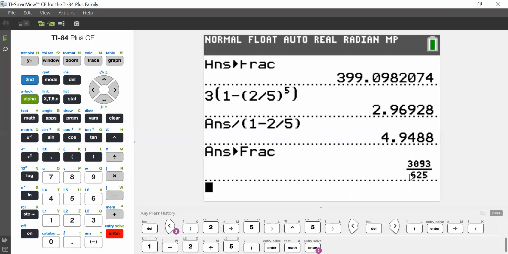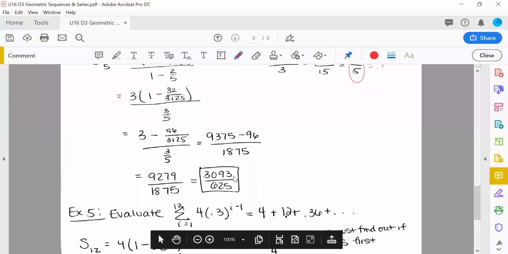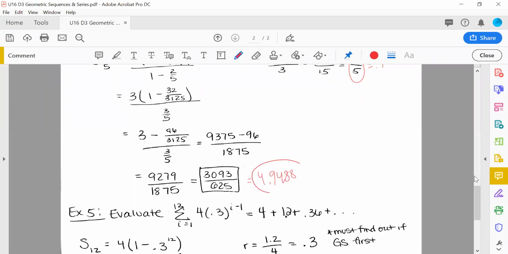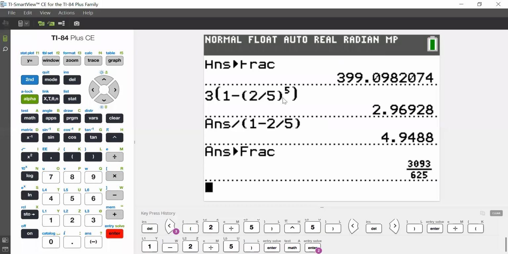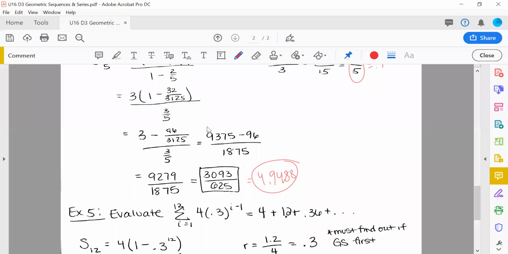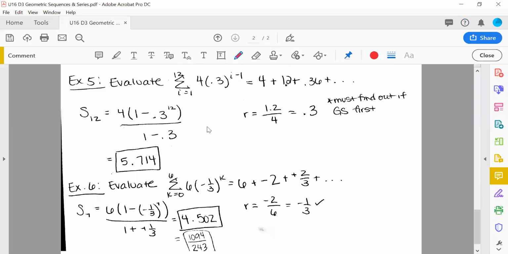And again, if I want to write that as a fraction, math, enter, enter: 3,093 divided by 625. If you knew that already, great. If you didn't know that, good on you. So 4.9488. By the way, that's exactly what Mrs. Middleton got right there, 4.9488. If she wants it as an improper fraction, we could do that. If you want to write it as a decimal, you can. Just to prove that that's exactly what we got. How cool is that? Okay, so let's get down to the last 2 problems and we're done.